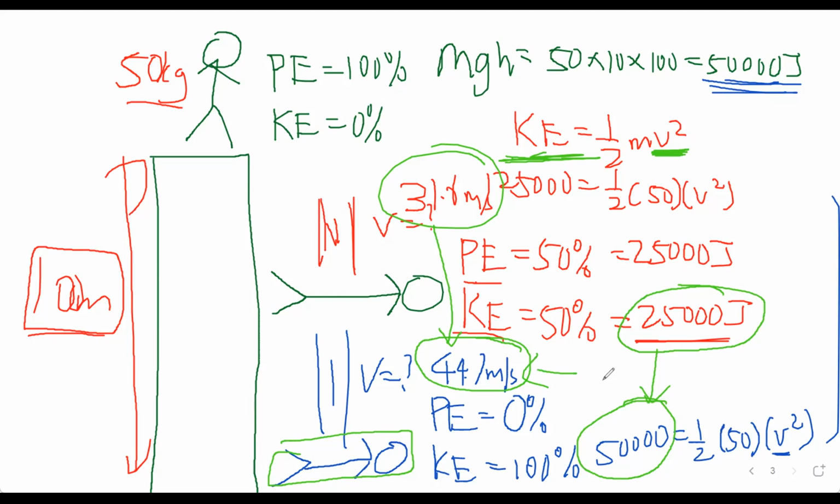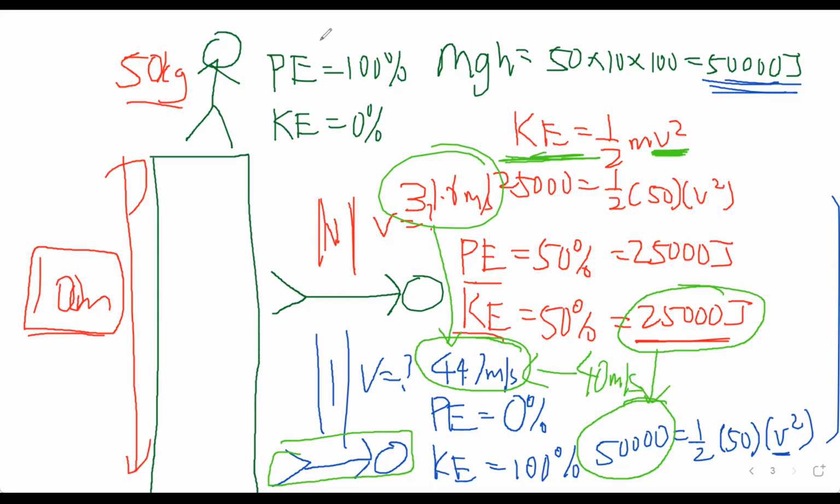No, wrong. It is wrong. In fact, in reality, I will be much slower than 44.7. Maybe maximum I can only go is 40 meters per second.